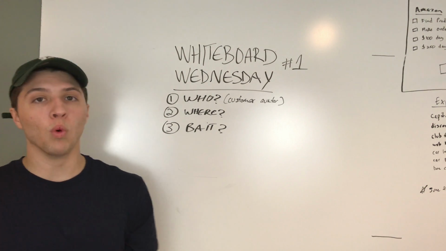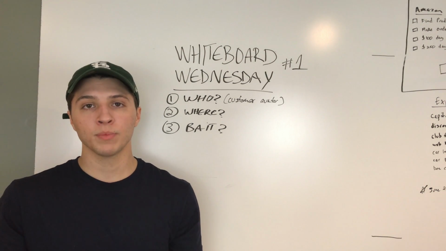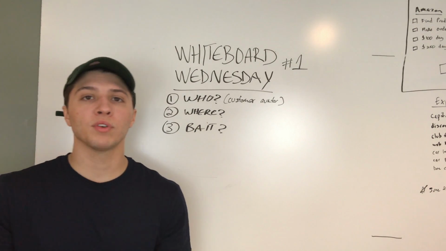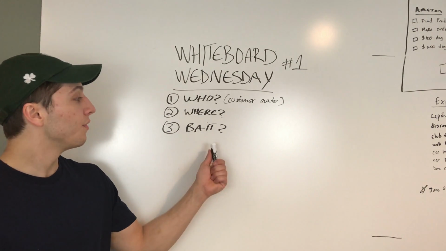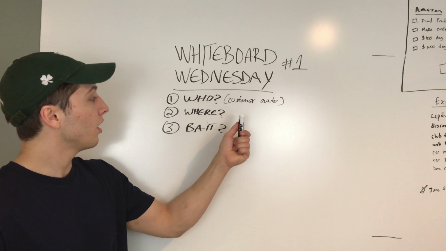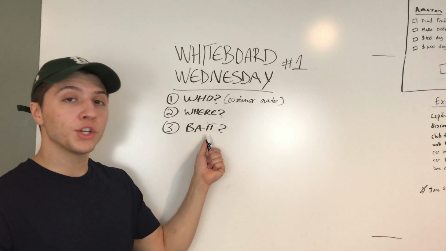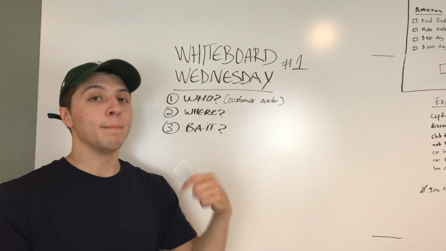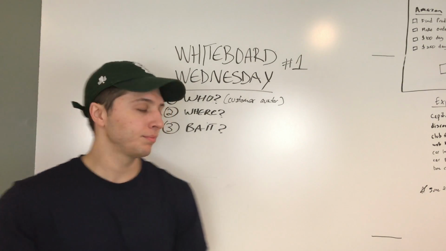You have to think about what will attract that customer into buying your product or service or whatever it is that you're providing. So find out who they are, where they're at, find out what interests they have, and what type of bait they want, and make that bait and offer it to them.